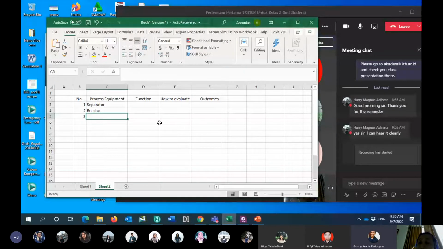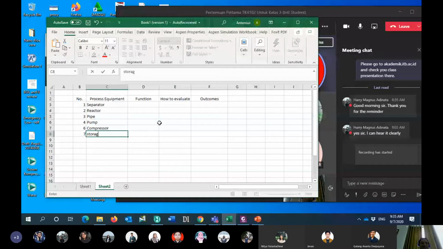A pipe, sir. Pardon? A pipe. Okay. And then, is there any equipment that is... Pump. Compressor. Storage tank, sir. Okay, it's good. Storage tank. Okay.